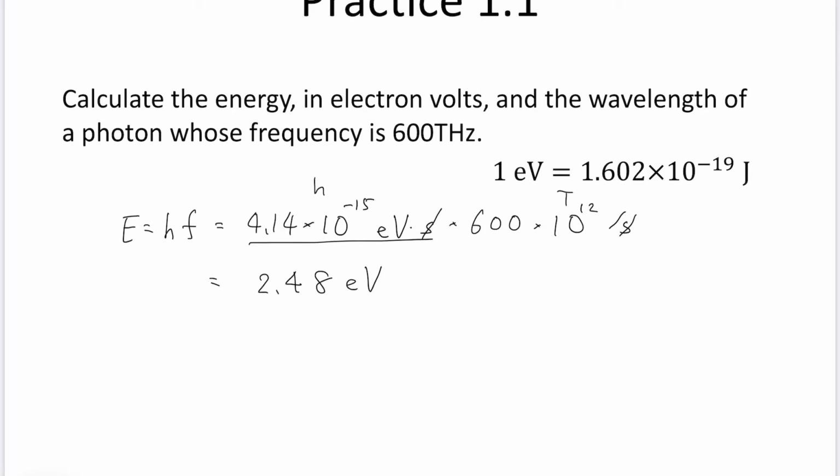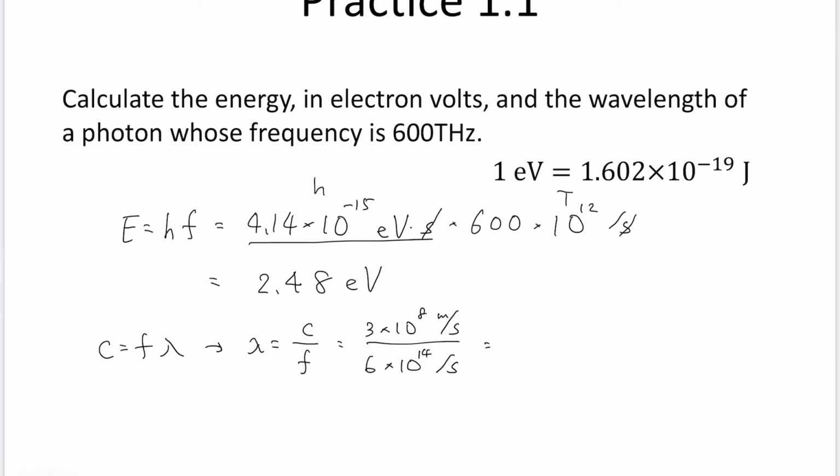Next question is the wavelength. We need to recall that the speed of light is expressed as frequency times lambda. So from these equations, lambda is obtained: the speed of light divided by the frequency. So the speed of light is 3 times 10 to 8 meter per second. Frequency is 6 times 10 to 14 hertz, so per second.